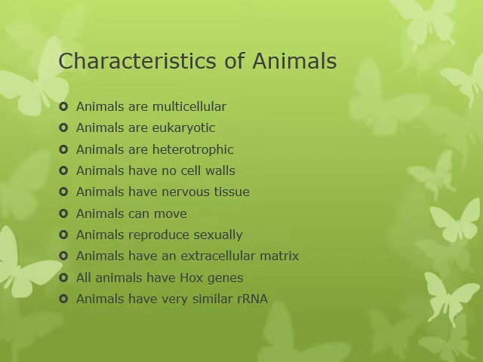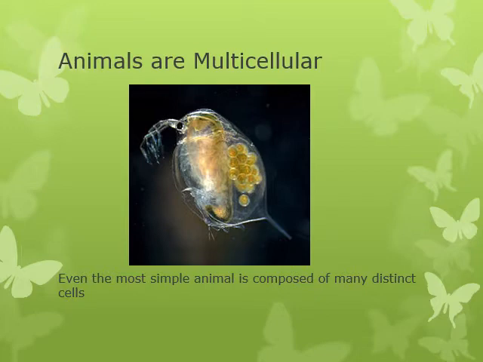Animals are eukaryotic. They're heterotrophs. They have no cell walls. They have nervous tissue. They move. They reproduce sexually. They have an extracellular matrix. We'll get to that in a second. Hox genes, and very, very similar ribosomal RNA. So even the most simple animal has many, many different cell types.